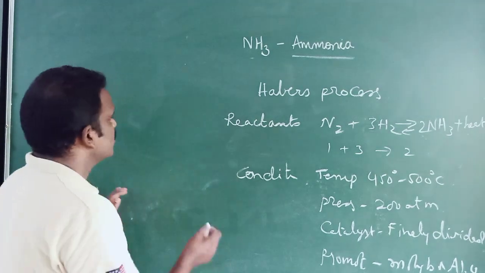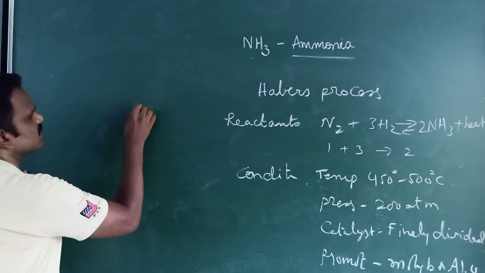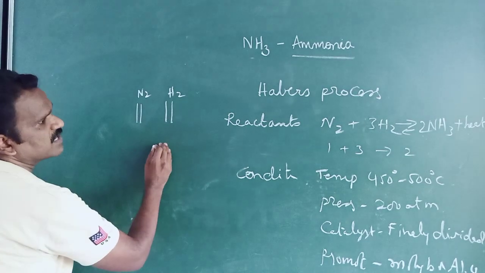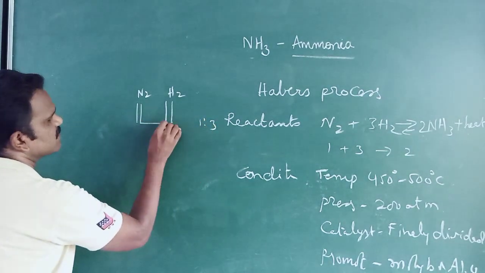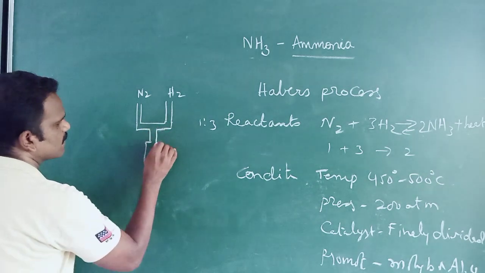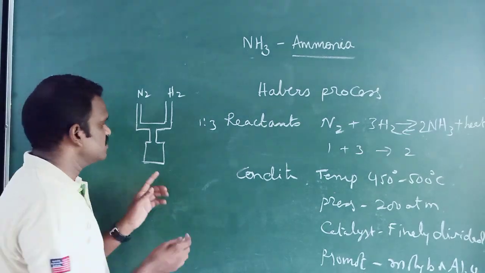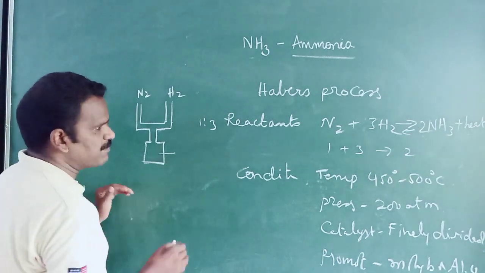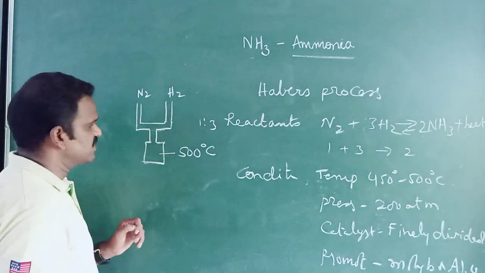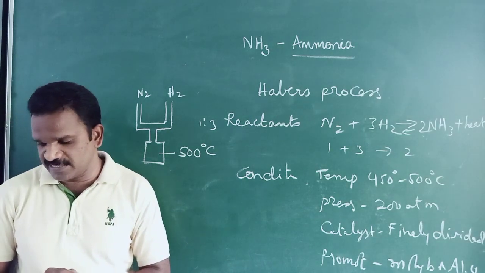Now let us see how we can prepare this in the Haber's process. What we do is, we take nitrogen and we take hydrogen. In which ratio? In the ratio of 1:3. Now after this, we have to take a temperature of 500 degrees centigrade. So what is the temperature we told? 450 to 500 degrees centigrade. So we apply a temperature of 500 degrees centigrade.